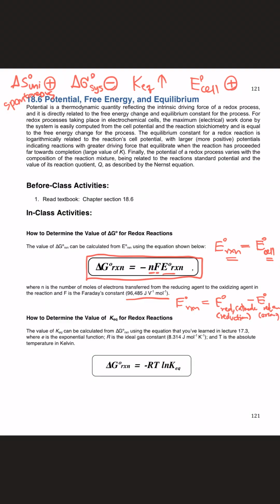And once you are able to relate the standard reaction potential to the standard Gibbs free energy change, then you can plug it into the equation that we learned from chapter 17 that related the standard Gibbs free energy change with the equilibrium constant for the reaction. Okay, so therefore all of these are related. Now let's take a look at an example on the next page.